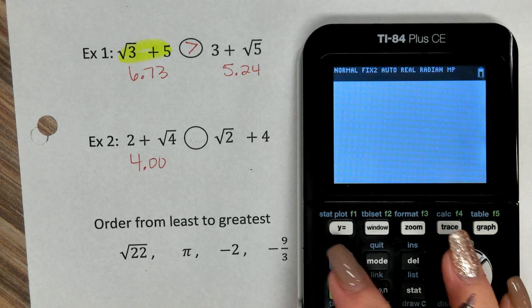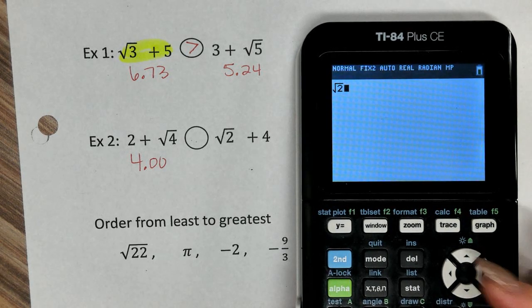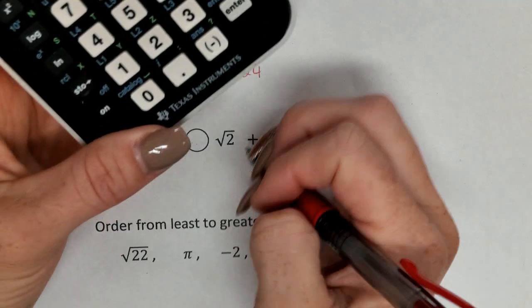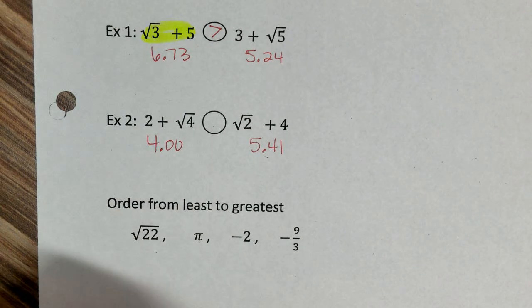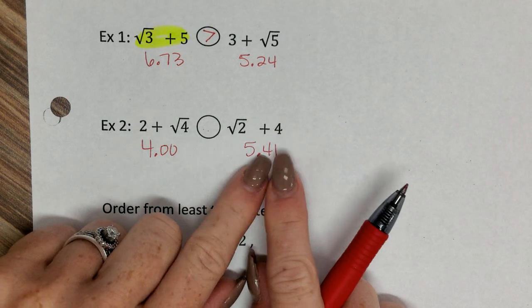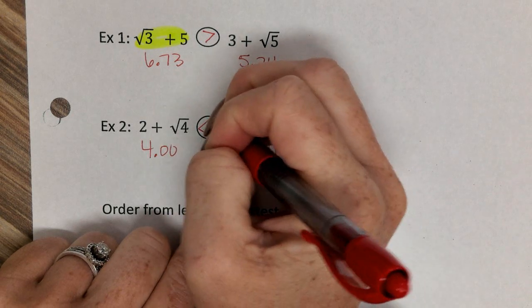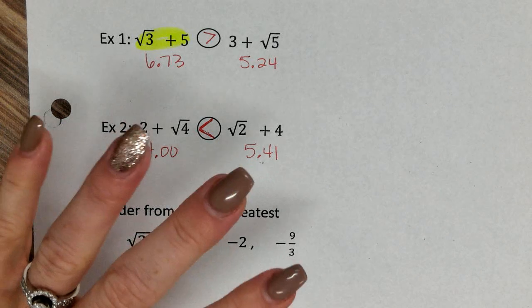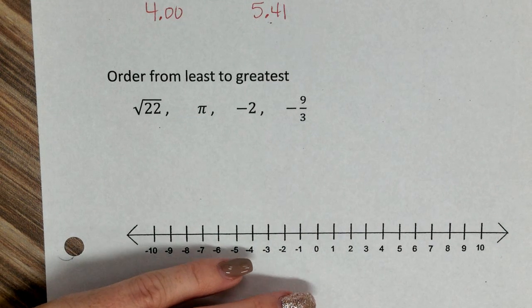Okay, now I have the square root of 2. What do I have to do before I hit the plus sign? Arrow out. Plus 4 is equal to $5.41. Which side has the greater value? This side. So the alligator mouth is going to open to the bigger side because it wants to eat the bigger number. Y'all got this? That's easy? All right, let's go place these numbers on a number line.